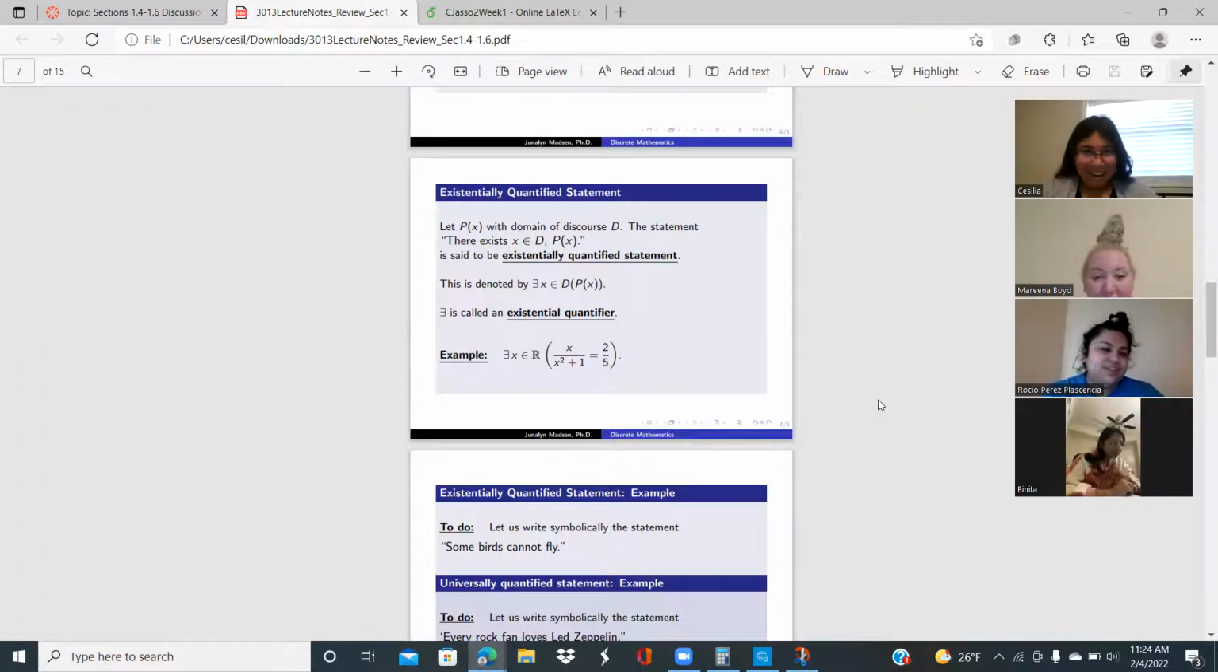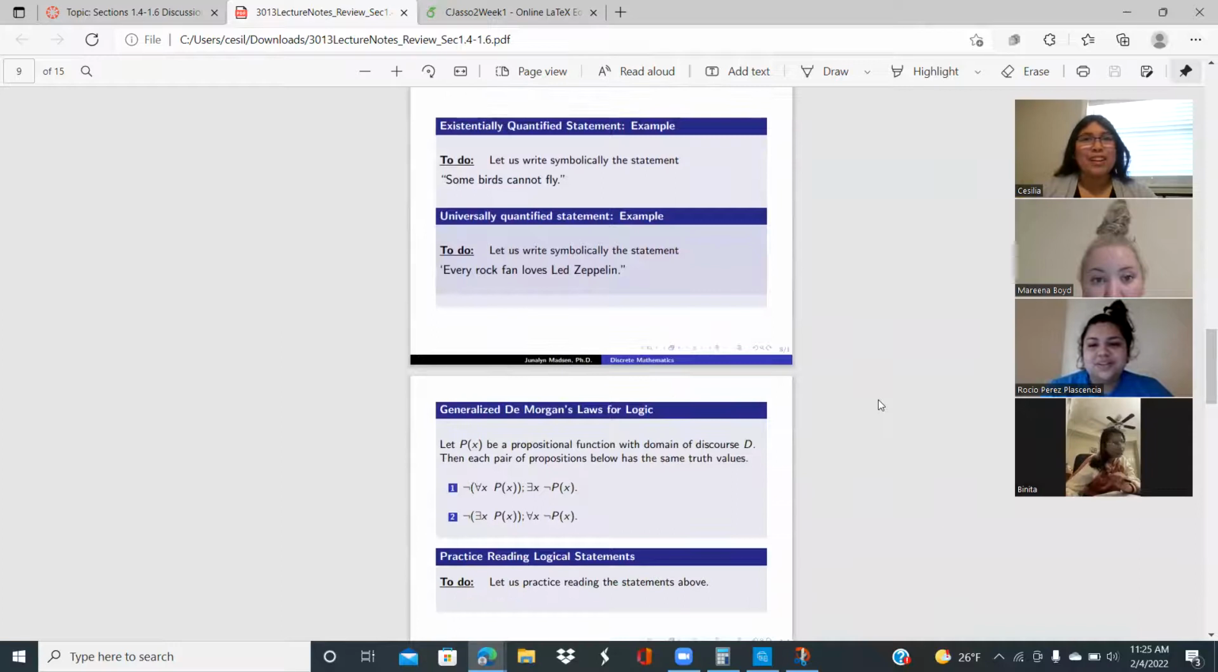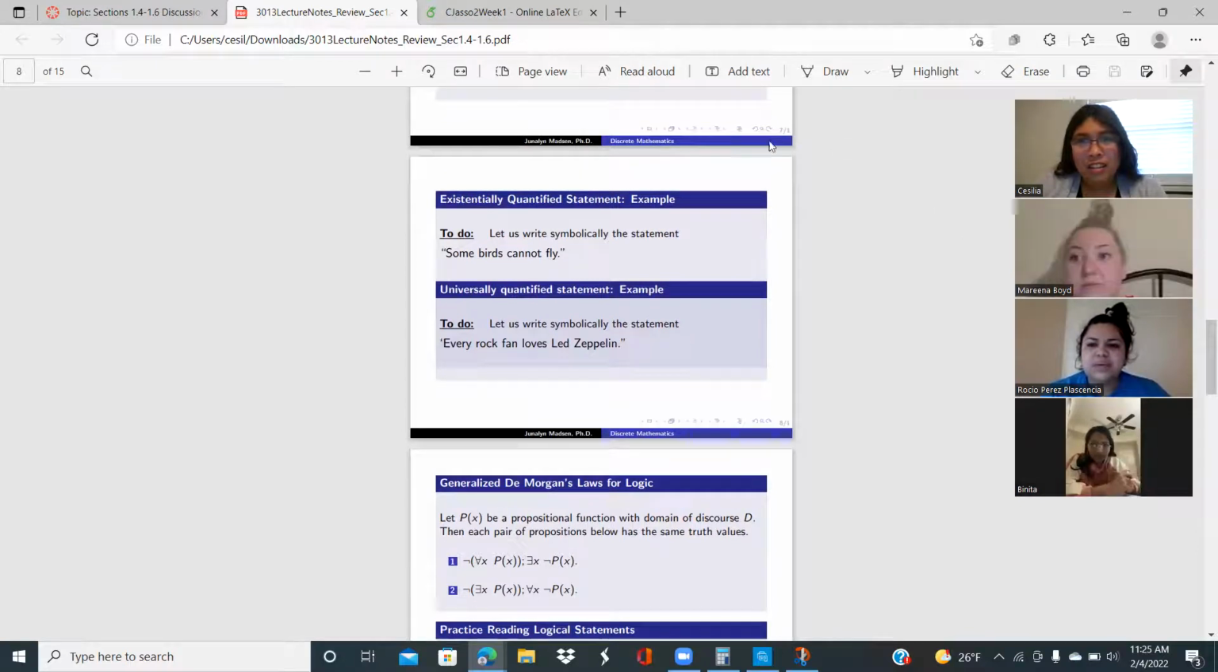Okay, so this is the existentially quantified statement example slide. To do: let us write symbolically the statement, "some birds cannot fly." Okay, I'm trying to think of how you would write that. I know for sure, if you have the X statement is birds.